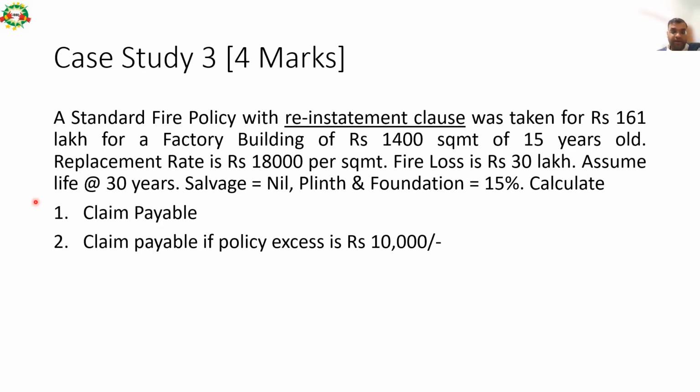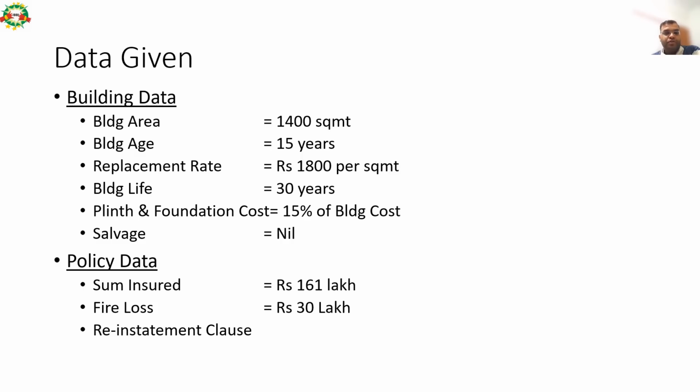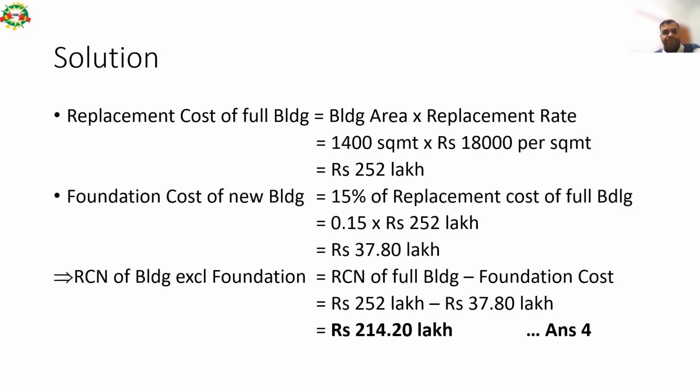So data is similar to the last case study, more or less. But the only difference here is that the policy is having an additional clause for reinstatement. So reinstatement clause is there. Let us see how this clause will impact the total insurance value, insurable value, and claim payable of the property. So building data given in the question is almost the same as given in the last question. The only addition is that here a reinstatement clause is given.